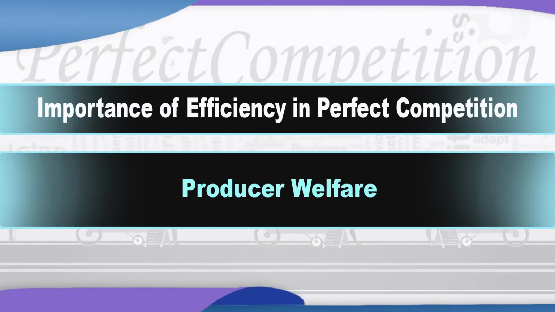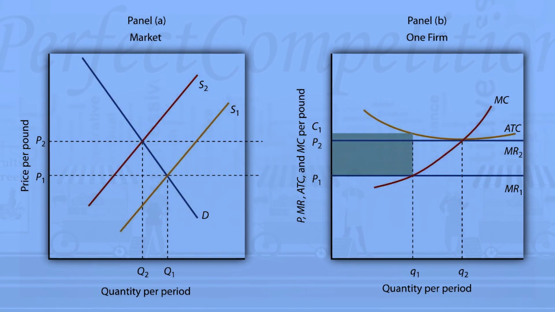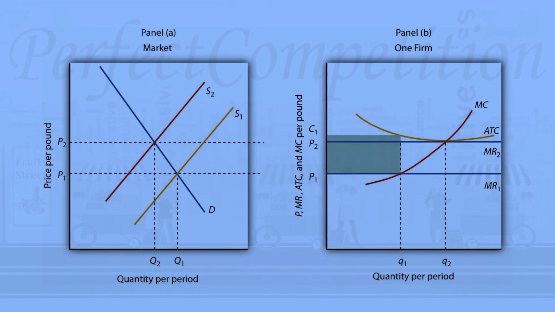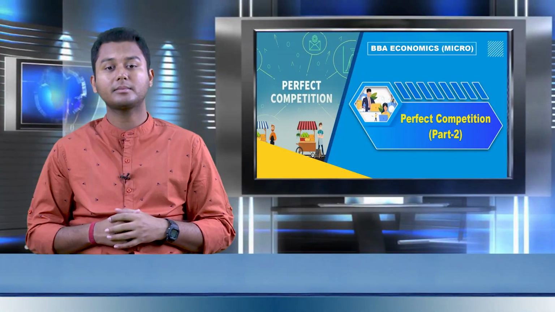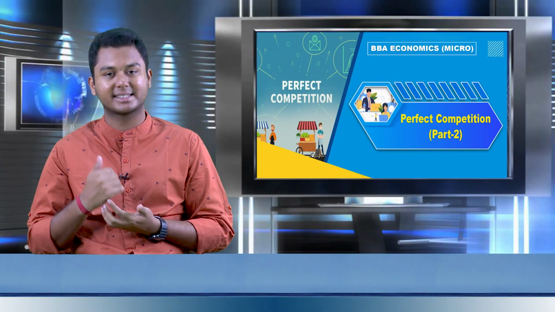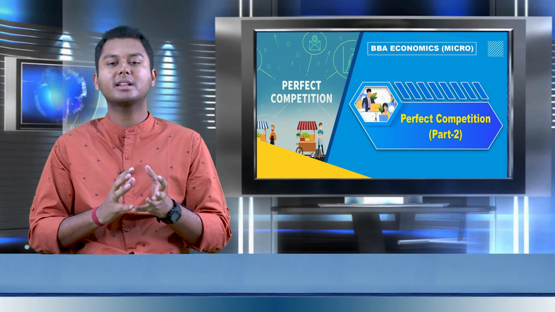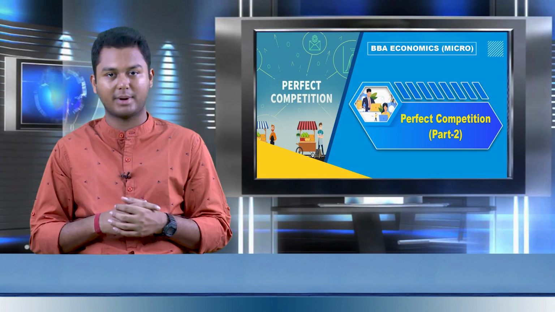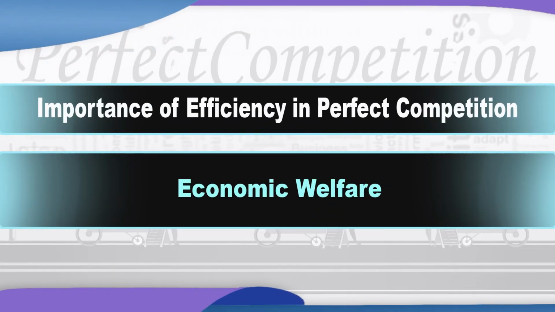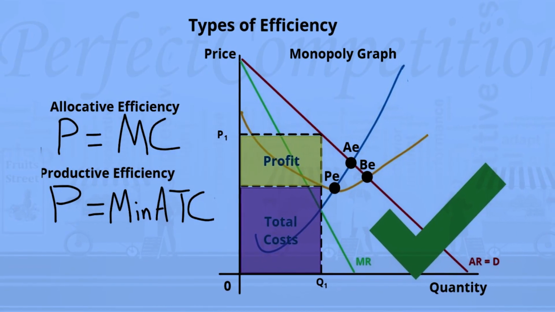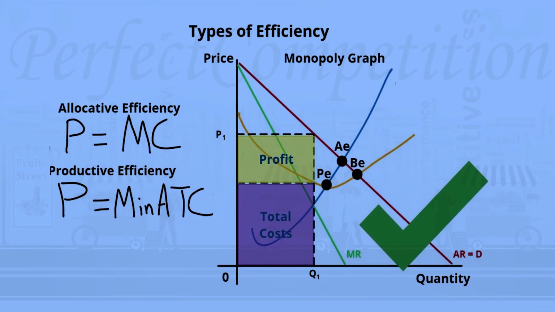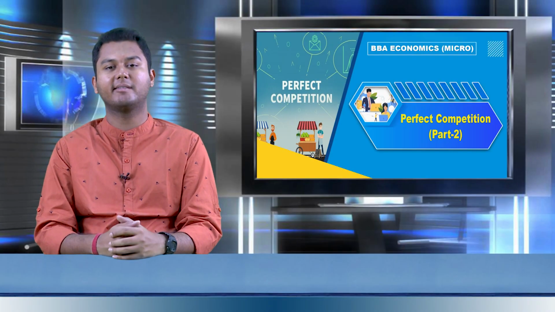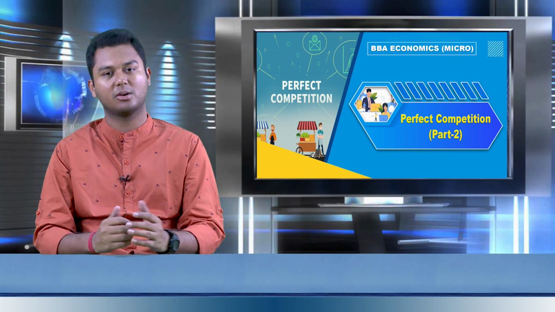Now, moving to producer welfare. Firms operate efficiently by minimizing costs and maximizing output, thus leading to a sustainable level of profits in the long run. Even though economic profits are zero in the long run, firms cover the opportunity cost, ensuring that they at least remain in business if not grow by a great margin. Looking at economic welfare, the combination of allocative and productive efficiency maximizes the total economic welfare. The resources are used in the most effective way possible, benefiting society as a whole.